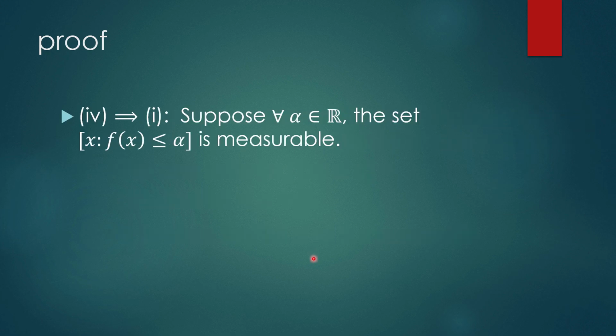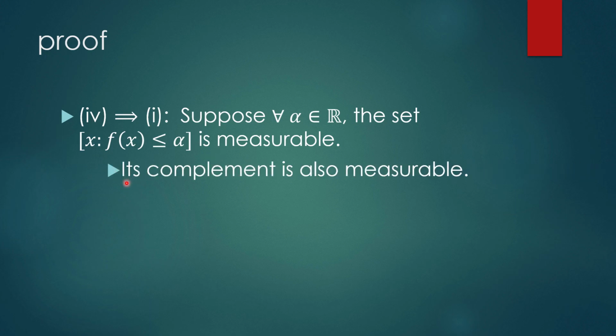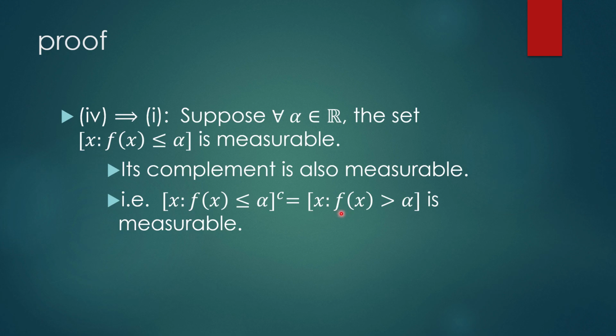Then 4 implies 1. Suppose for all alpha in R, the set x such that f of x is less than or equal to alpha is measurable. All right. So its complement is also measurable. What is the complement? The complement is x such that f of x is strictly greater than alpha. Since the complement of this set is measurable, this set is measurable. This is measurable for every alpha. Therefore, the function f is measurable. Okay. And that is what we wanted to prove.